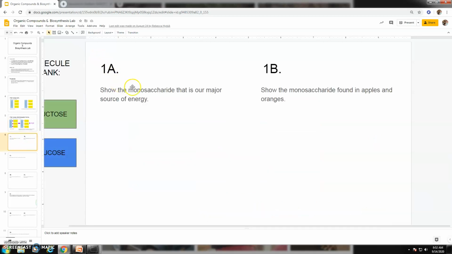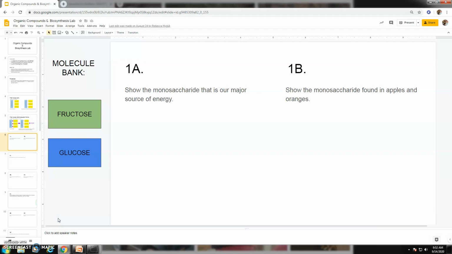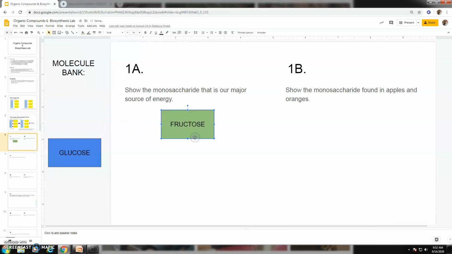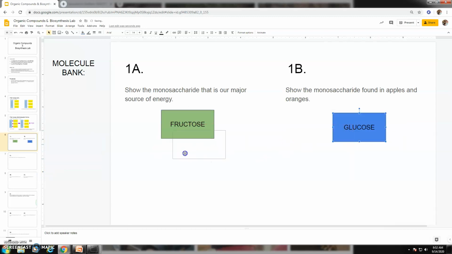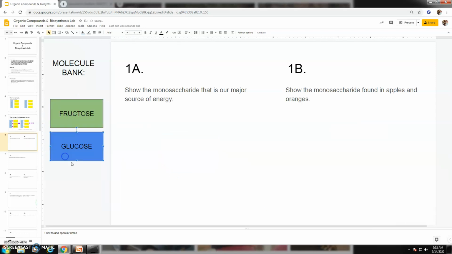Here you have 1A, show the monosaccharide that is our major source of energy. So the bank is over to the left, and you have 2 options here, either fructose or glucose. If you think it's fructose, you are going to take the fructose and drag it to the right spot. The next one, show the monosaccharide found in apples and oranges. If you think that's glucose, you could bring it over here, or vice versa, whatever you think the answer is, okay?